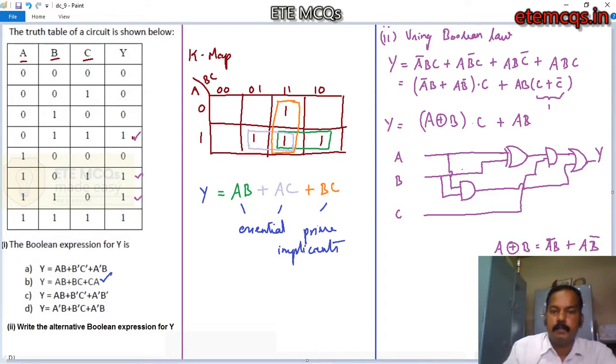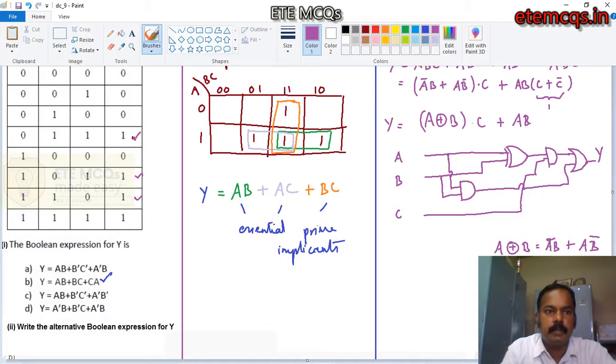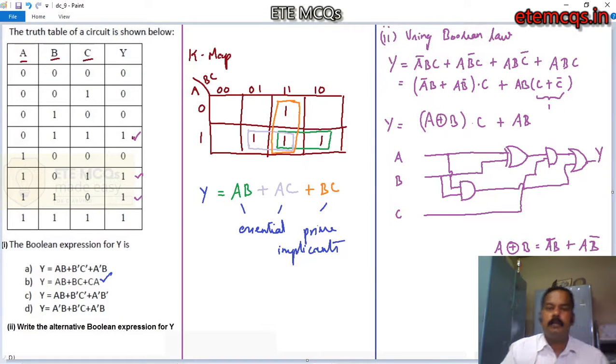Likewise, we can draw a simple circuit diagram for the Boolean expression that is obtained using K-map. I'm just doing it for your understanding purpose. What I mean to say is the same function y can be implemented using K-map, and you get an expression. And when it is realized using Boolean laws, you get some other expression. But both of which are mathematically, in terms of Boolean algebra, equal and they are valid.